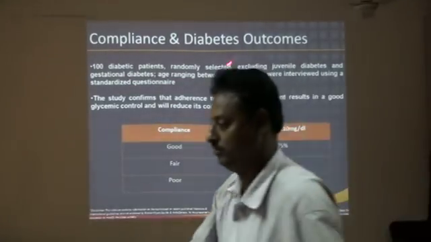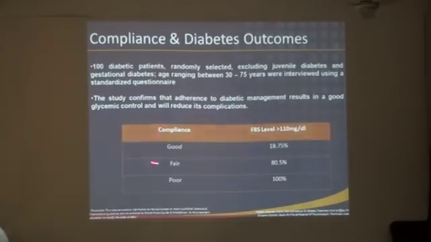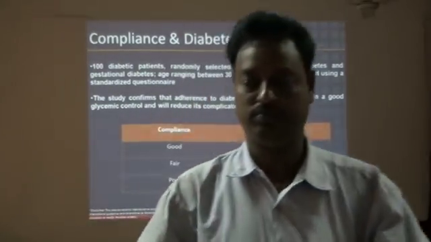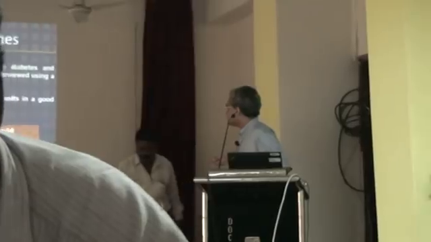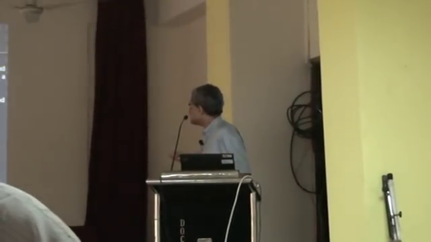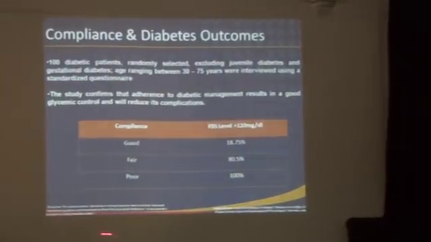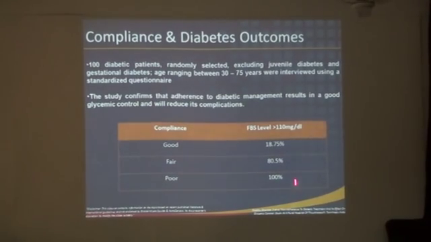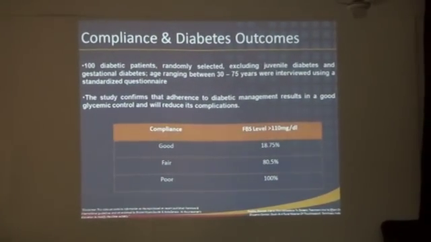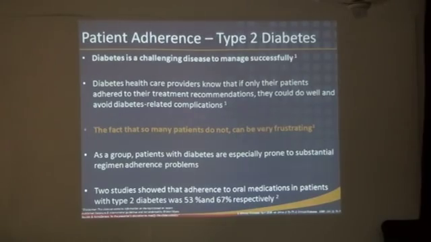What is the importance of compliance in diabetes outcome? If you have good compliance, uncontrolled sugar, that means fasting more than 110, is less than 20%. Whereas if you're poorly compliant, the majority of the time fasting sugars are more than 110. That was done from a questionnaire for patients between 30 and 75.